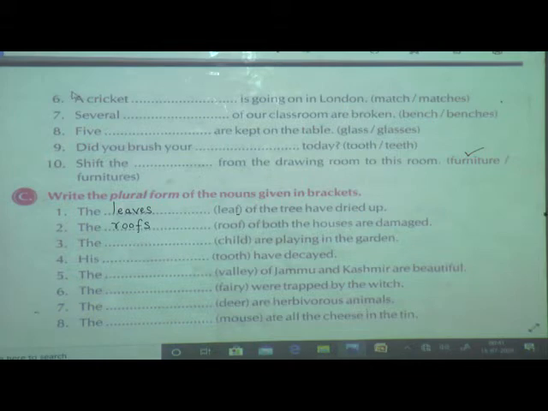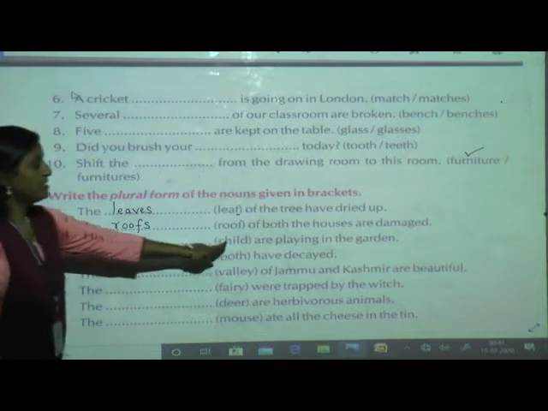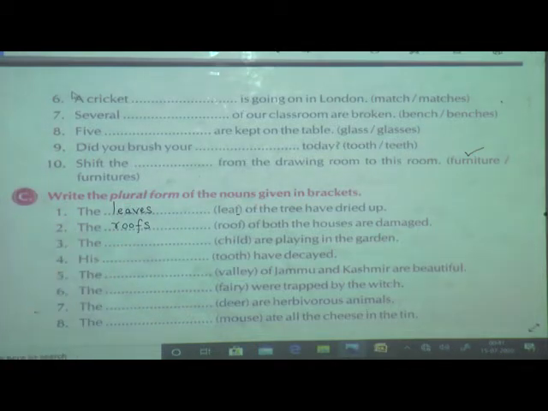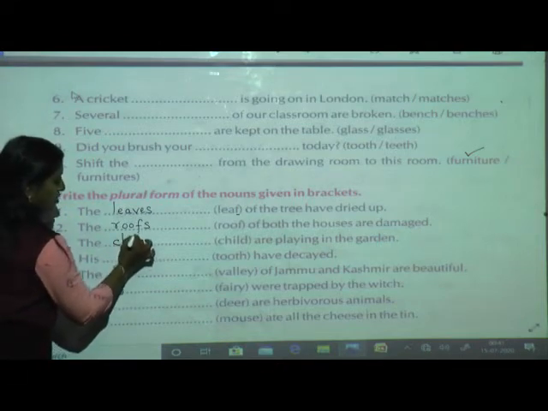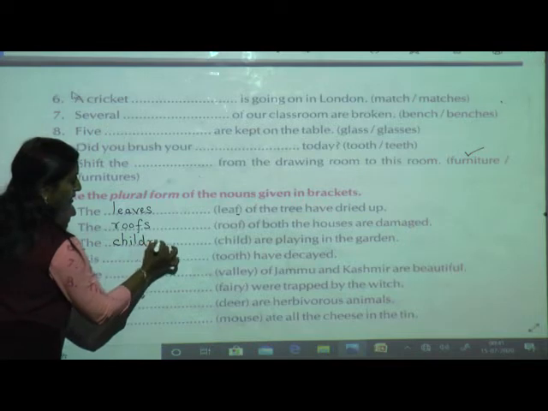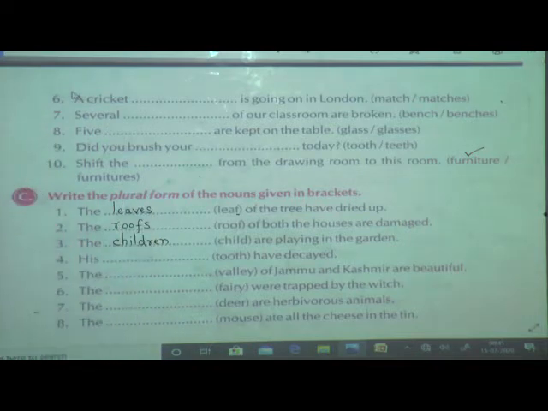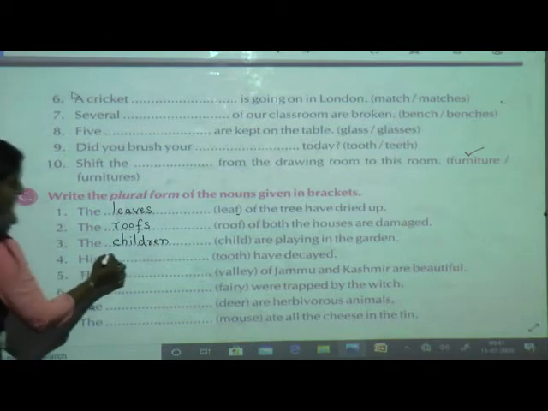Okay. Now the dash are playing in the garden. So child. What is the plural form of child? Yes, I have told you to learn that. It is not childs. Its answer is children. C-H-I-L-D-R-E-N. Now his dash tooth have decayed. What is the plural form of tooth? Yes, it is teeth.